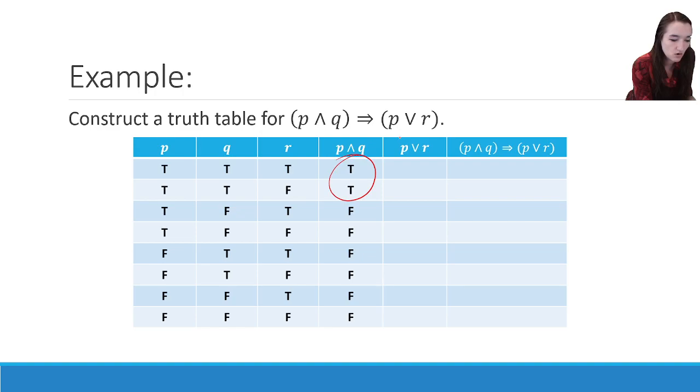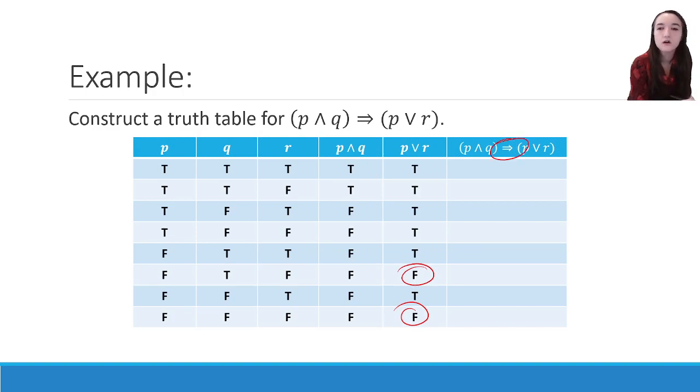Next we have P or R, so that's 1, 2, 1, 2. Or statements are only false if both are false. So we look for where both are false. Both are false here, both are false here, and that's it. So everything else will end up being true. So we get our 2 false rows. Now our conditional says it's only false if it starts true and ends false. So we're looking for this to be true and this to be false. That's when we get a false statement.